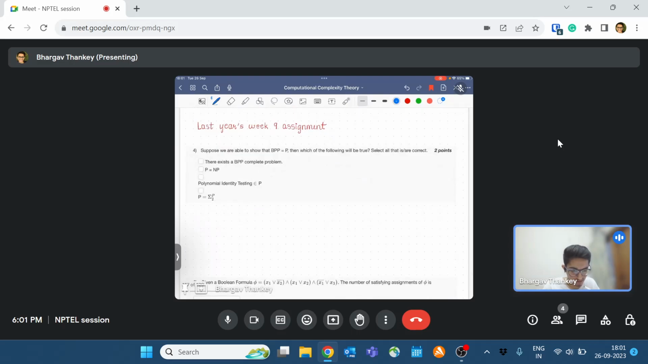So the first problem is: suppose we are able to show that BPP equals P, then which of the following will be true? Select all that are correct. A: There exists a BPP complete problem. B: P equals NP. C: Polynomial identity testing is in P. D: P equals sigma 2P. So which of these four are correct?